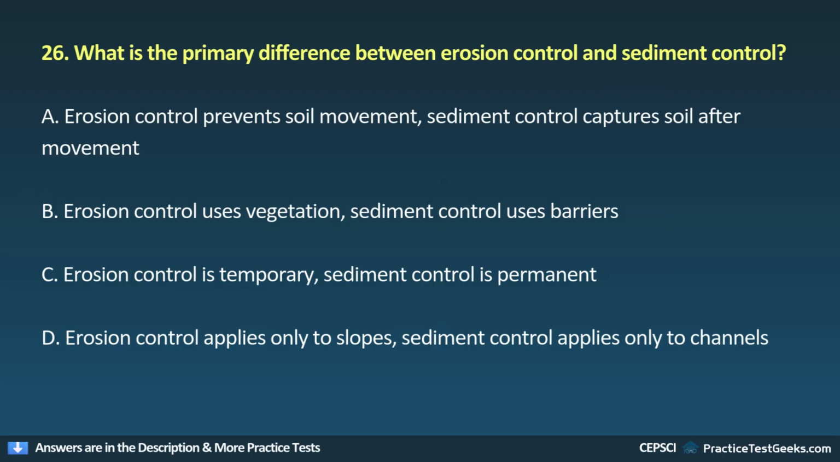26. What is the primary difference between erosion control and sediment control? A. Erosion control prevents soil movement. Sediment control captures soil after movement. B. Erosion control uses vegetation. Sediment control uses barriers. C. Erosion control is temporary. Sediment control is permanent. D. Erosion control applies only to slopes. Sediment control applies only to channels.